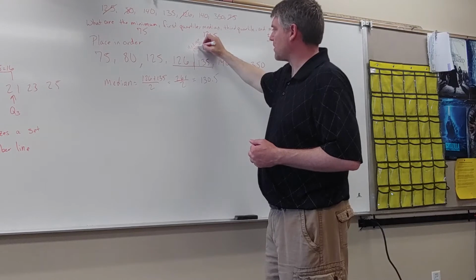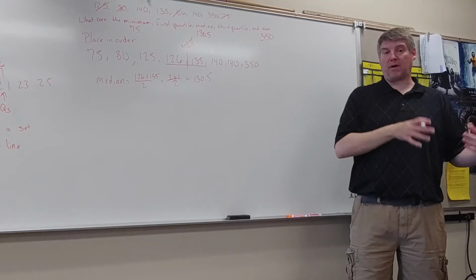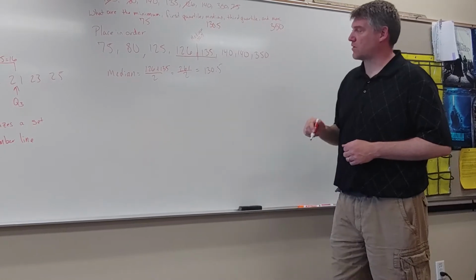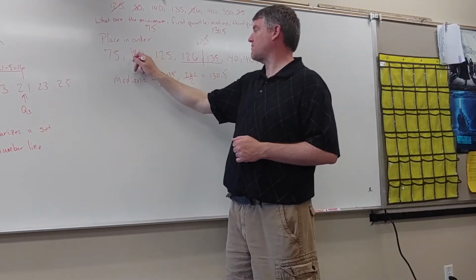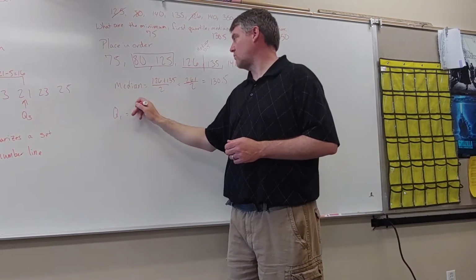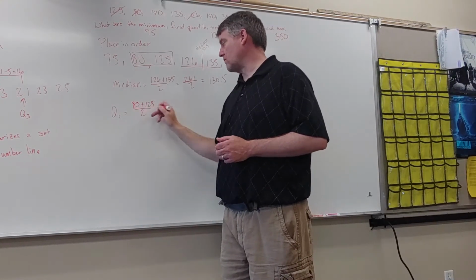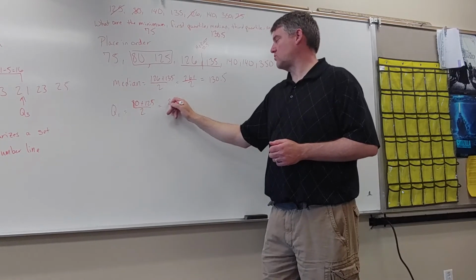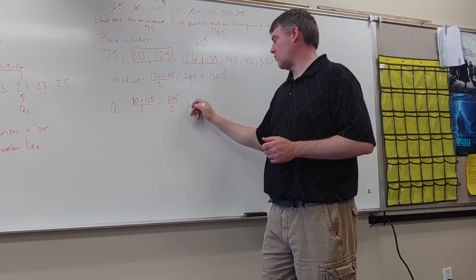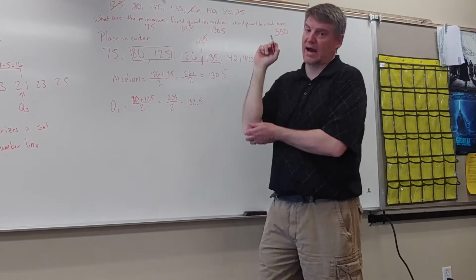Right? And we know it's 130.5. Now I need to find the median of my bottom set of data and the median of my top set of data. And that's going to be my first quartile and my third quartile. So here, I'm going to find between those two. So quartile 1 is going to equal 80 plus 125 all over 2. So that gives me 205 over 2. So my bottom quartile is going to be 102.5. So my first quartile is 102.5.